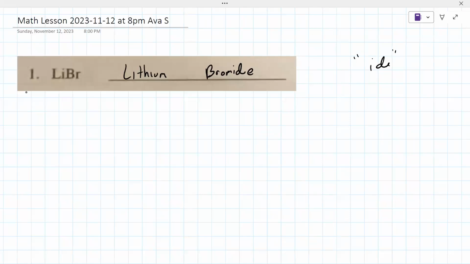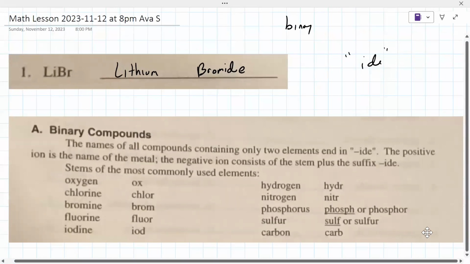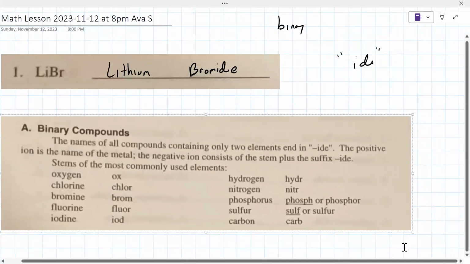How do you know? The second one is always an ide in these binaries. These are called binary compounds. So it's typically a metal and a non-metal. So what they're trying to do up here at the top, and I'll snip this in now, maybe it'll make more sense.